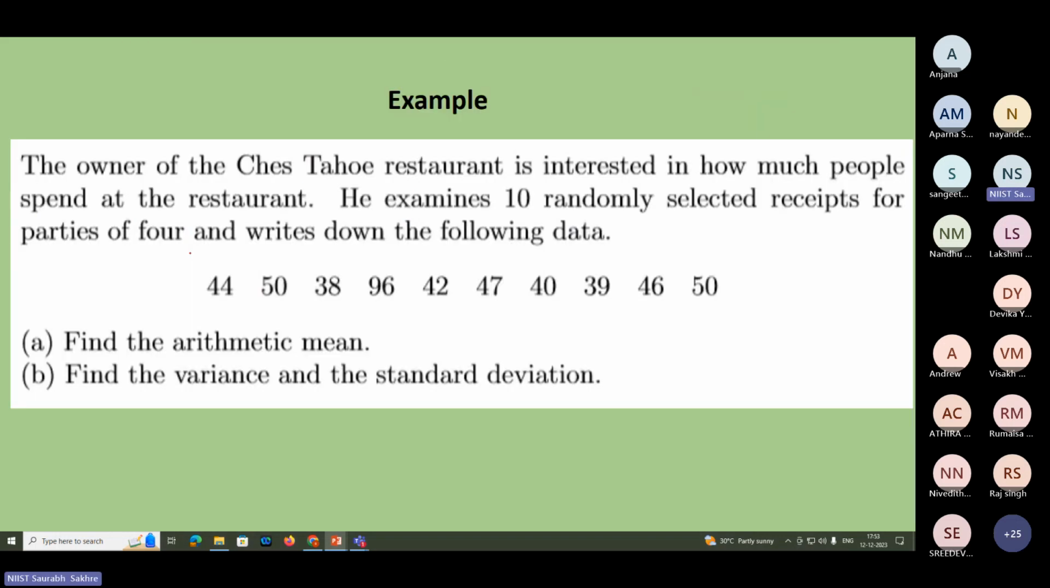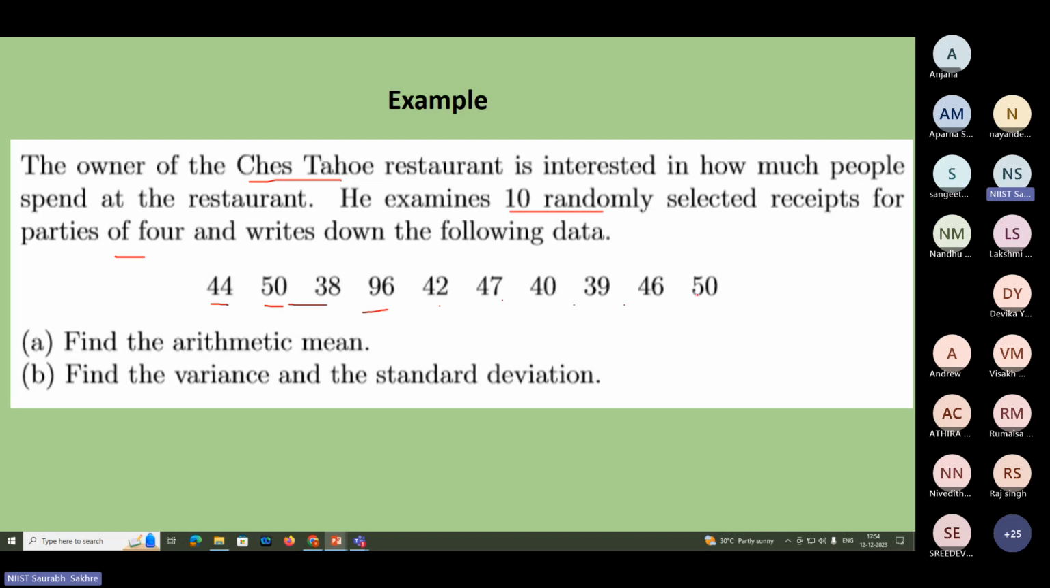The owner of a particular restaurant is interested in how much people spend at the restaurant. He examines 10 randomly selected receipts for parties of 4 and writes down the following data: 45, 50, 38, 96, 42, 47, 40, 49.